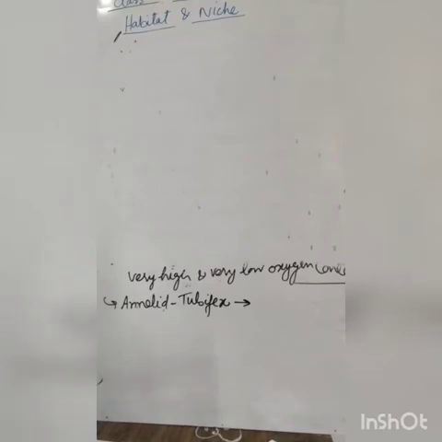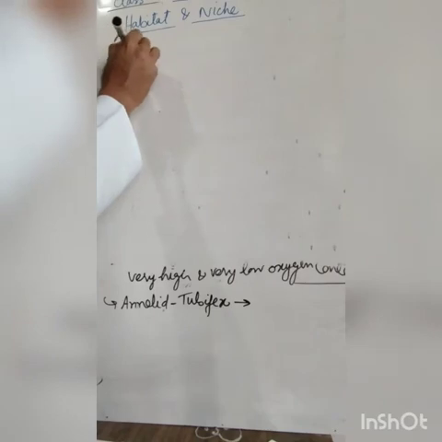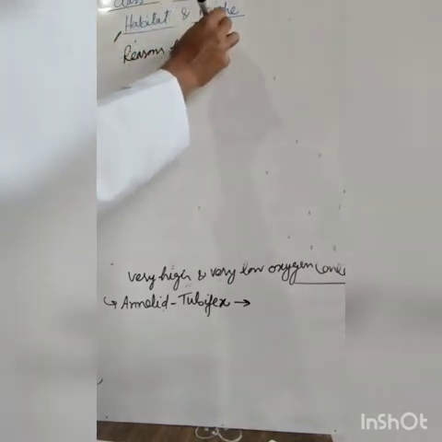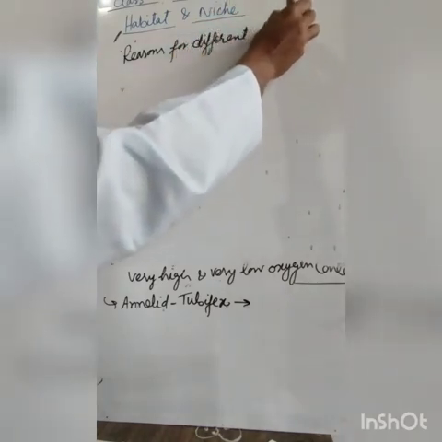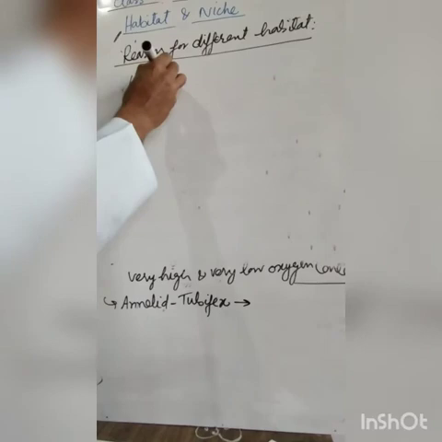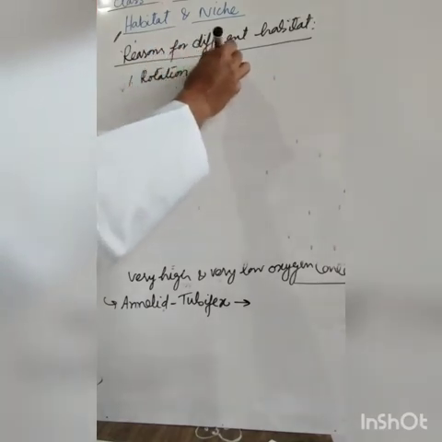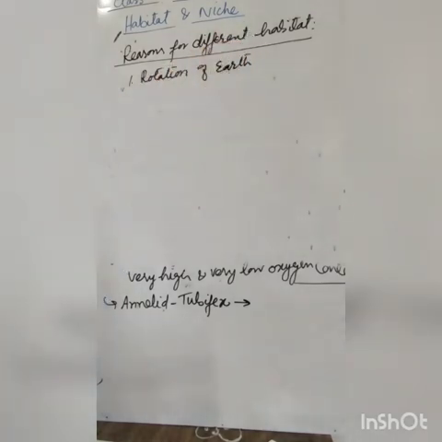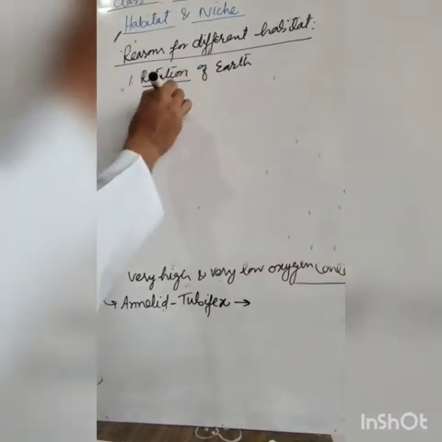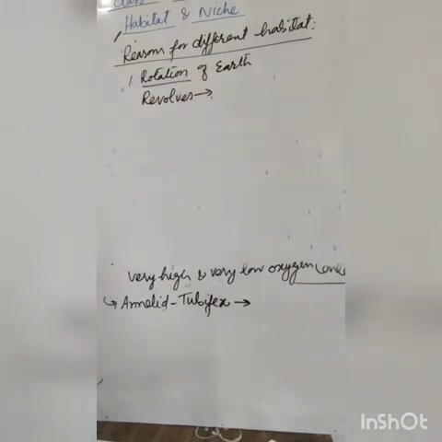Now, there are reasons why different organisms have different habitats, that we call habitat diversity or formation of biomes. There is one reason, that Earth revolves around the sun. That may change the climatic conditions or the seasons, so there are different habitats.